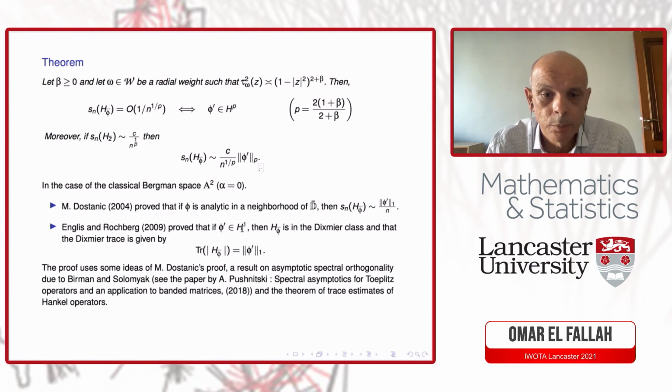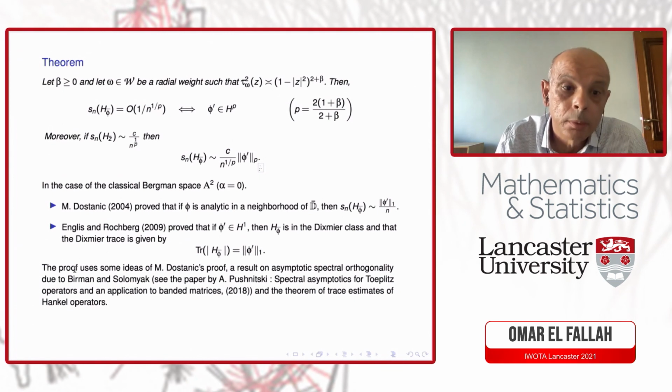Inglis and Rochberg proved that if the derivative of phi is in H1, then H_{\bar{\phi}} is in the Schatten class, and they calculate this quantity. This result is obtained by a very different proof. They used the theory of Boutet de Monvel and Guillemin for the calculus of the trace.